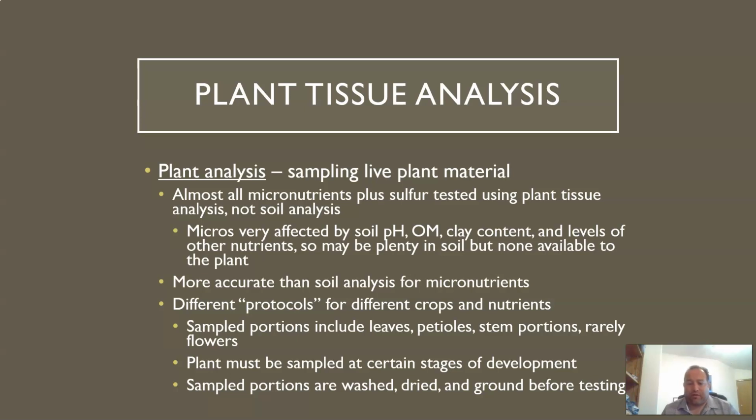There's different protocols for different crops and nutrients. The sample portions can include the leaves, the petioles, some portions of the stems, sometimes the flowers, but very rare. And the plant's got to be sampled at certain stages of development. Usual procedure, sample portions are washed, dried, and then ground up before the testing.